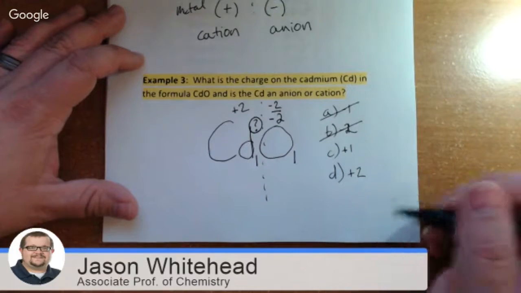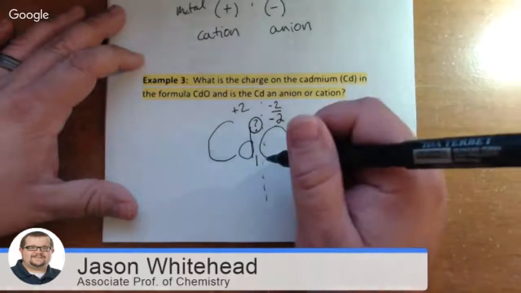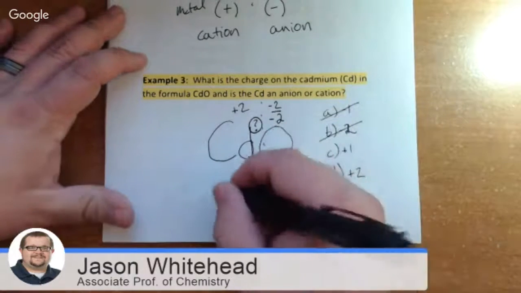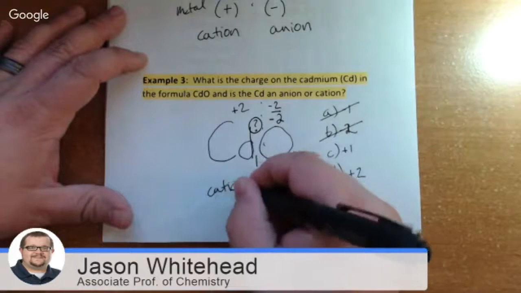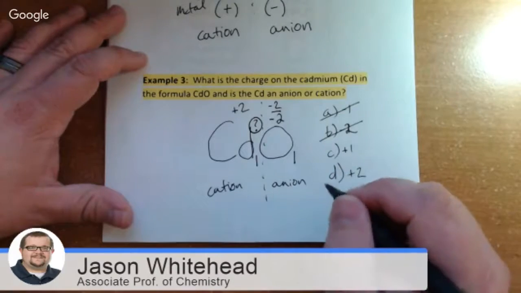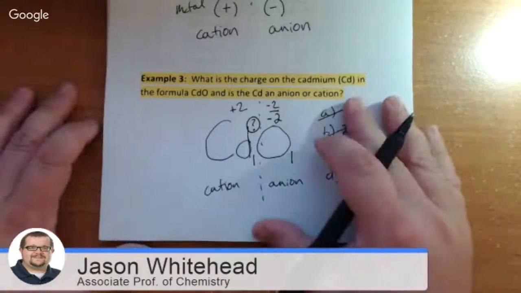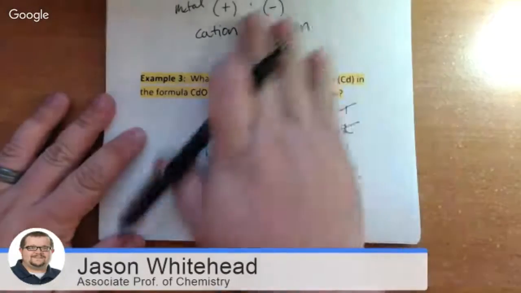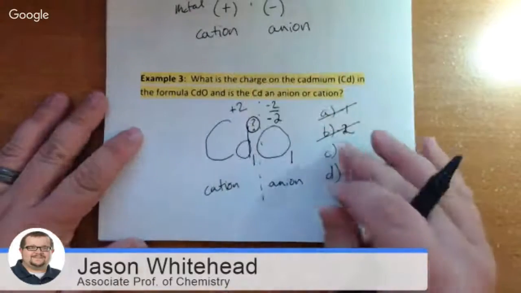Now Jessie took it a step further. She said this is a cation, and it has to be a cation because cations always come first, anions always come second in ionic formulas. Good. Does anybody have any questions on these before we keep going?